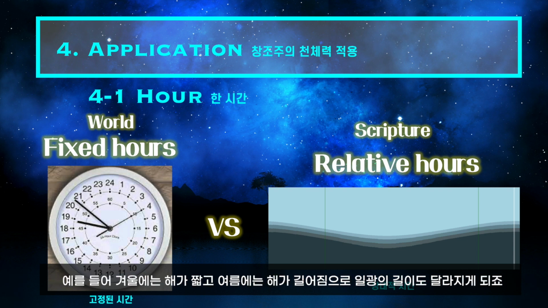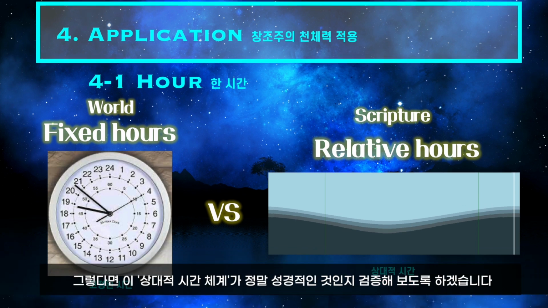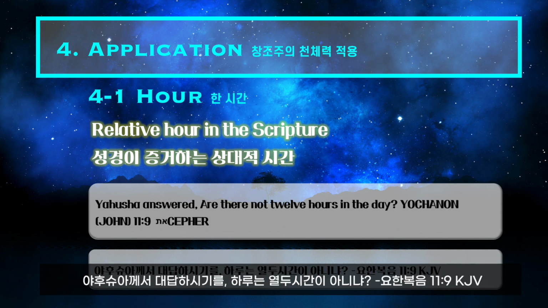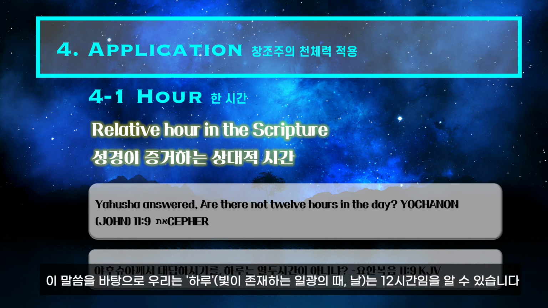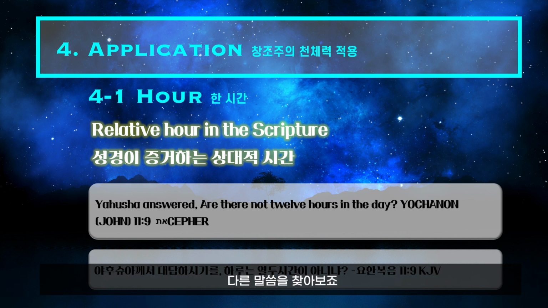For example, the length of daylight is short in winter and longer in summer. Therefore, one will end up with a longer duration of 1 hour in summer and a shorter duration of 1 hour in winter. So let's validate the relative hour system in the scripture. In John 11:9, Yahushua directly mentions that there are 12 hours in the day. So from this passage, we know that the duration of a day is 12 hours. However, looking at this passage only, it looks like the scripture supports fixed hours. But let's look at another passage.